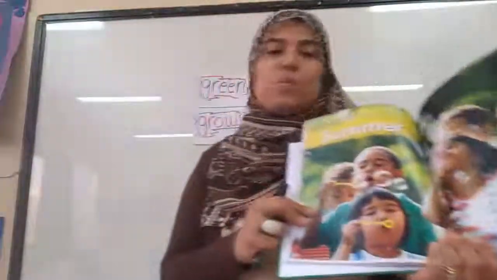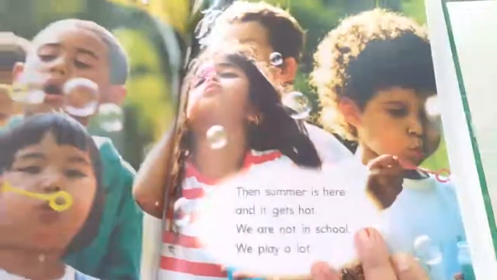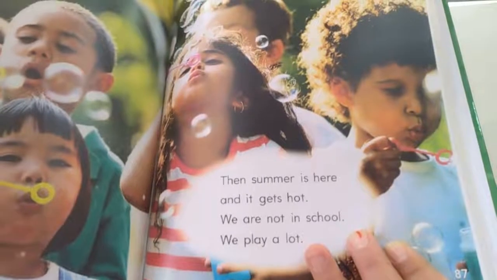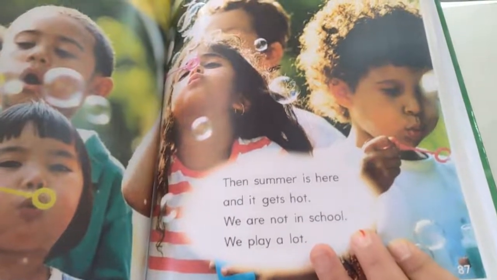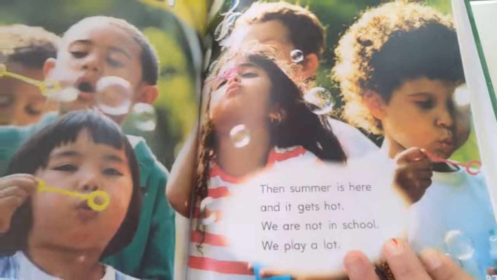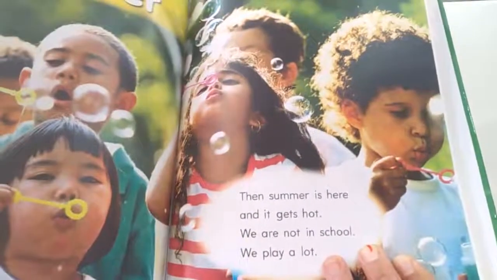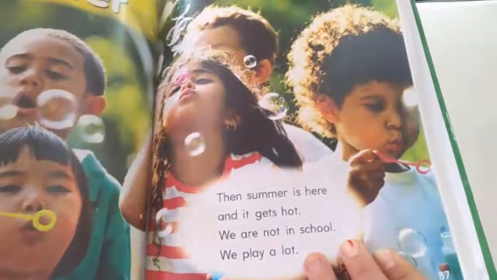Then now it's summertime. After the spring, the summer comes. Then summer is here. Look, the children are playing. Then summer is here and it gets hot. We are not in school. We play a lot. I have two rhyming words, hot and lot. He is telling me here that in summer the weather starts to be hot.